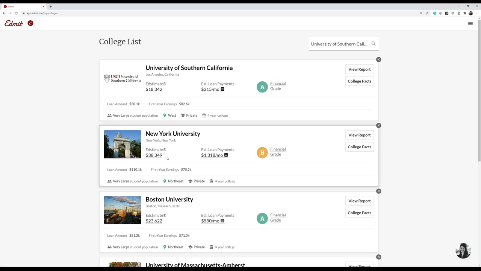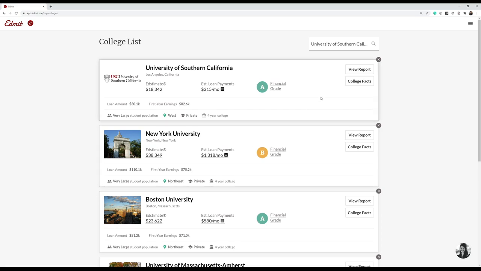You may be asking, why does it get a financial grade of a B? And the answer is, since first year earnings are also really strong for a computer science major at NYU of around $75,000, it's somewhere in the middle of a good financial fit and a not so great financial fit. One thing worth noting about the financial grades, in Edmit you'll see A, B, and C. Now, if you see a B or a C, it doesn't mean you shouldn't apply to the school or you shouldn't have applied. It just means it's time to have more in-depth conversations about the financial fit of a college.